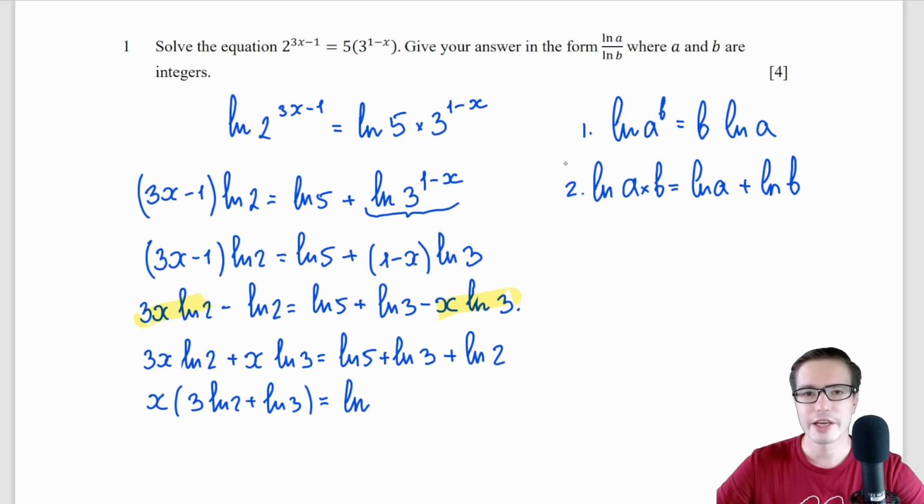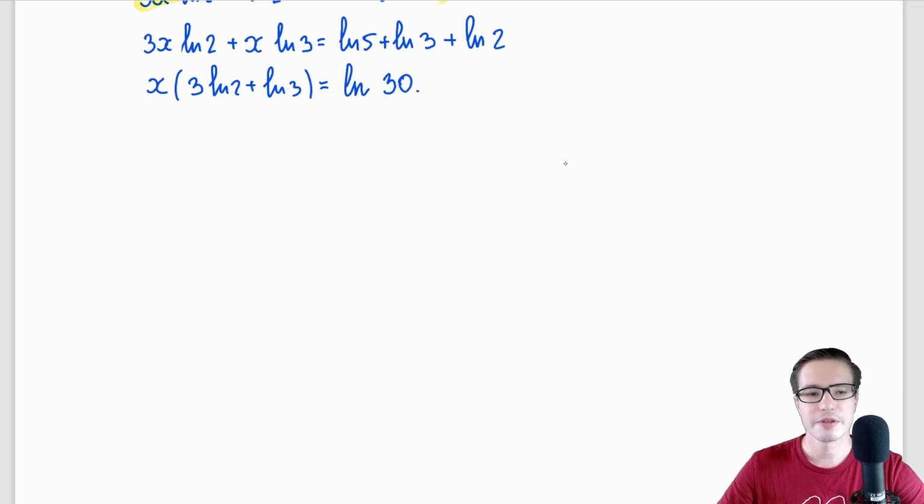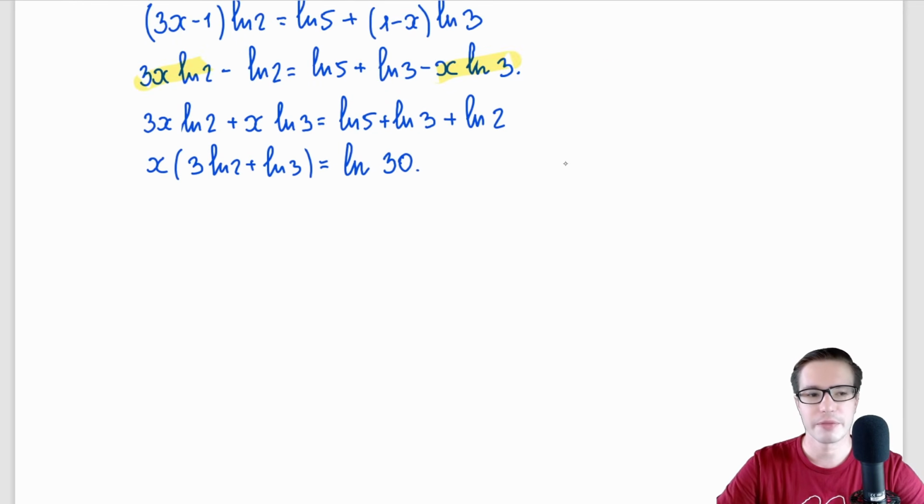So the sum of logs can be combined as the log of a product. So that will be natural log of 5 times 3 times 2. That will be 30. And now to find x, I will divide both sides of the equation by the bracket, and I will get x equals natural log 30 over 3 log 2 plus log 3.